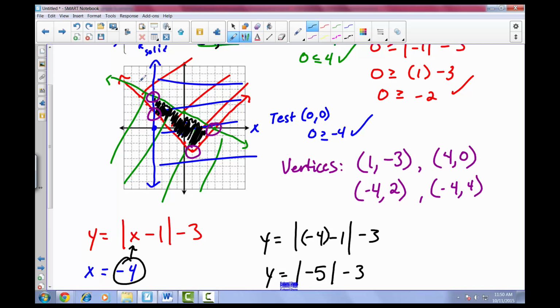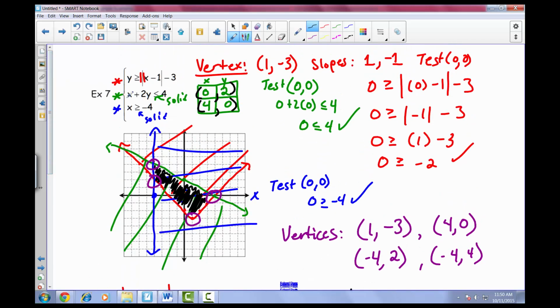And if you wanted to find this vertex, the green and the blue, you would basically do the same thing, only you'd be using the blue equation and the green equation. All right, it should come out to be (-4, 4). Again, though, that is example 7 from our 3.3 set of notes.